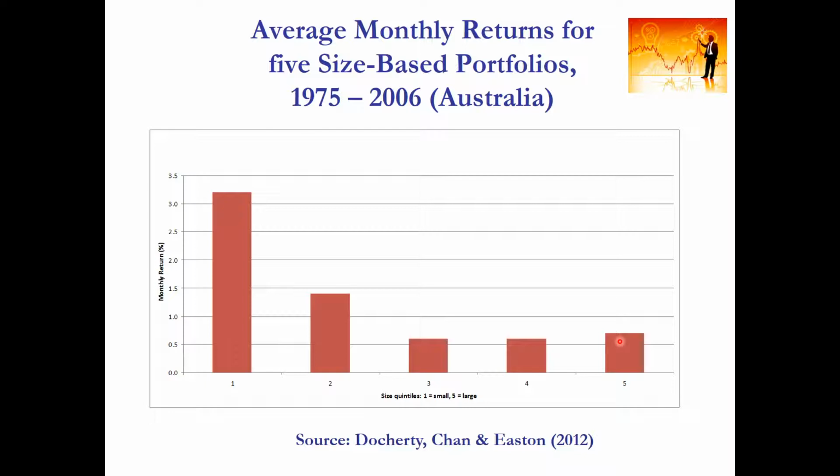And we can see the same phenomena that average monthly return of the smallest quintile is much higher, and it decreases substantially for the other quintiles. So we see the same phenomena that we have seen in the US. That is, the size effect really appears to be driven by the smallest segment of the market.